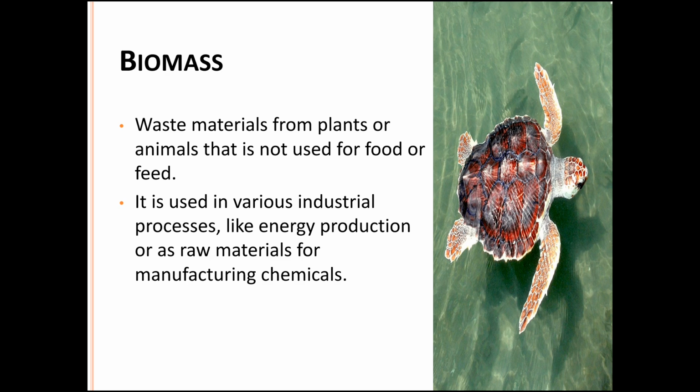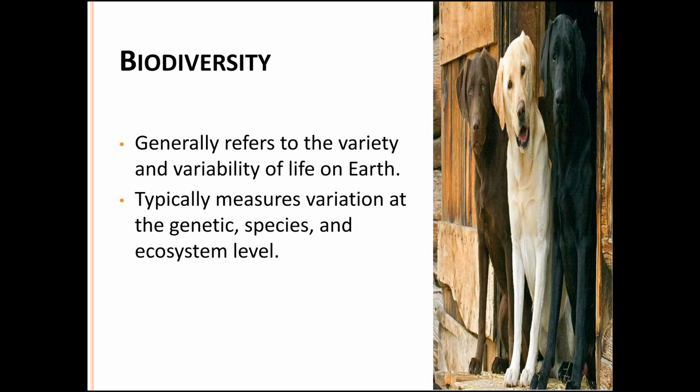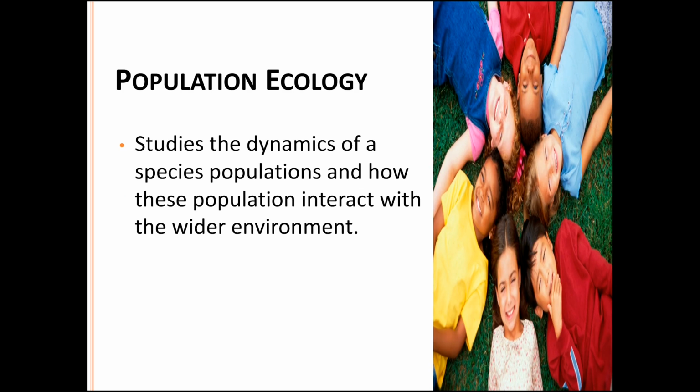So, biomass. Biomass is waste material from plants or animals that is not used for food or feed. It is used in various industrial processes like energy production and as a raw material for manufacturing chemicals. Biodiversity generally refers to the variety and variation of life on Earth. Typically it measures variation at the genetic, species, and ecosystem level. Population ecology studies the dynamics of a species population and how this population interacts with the wider environment.